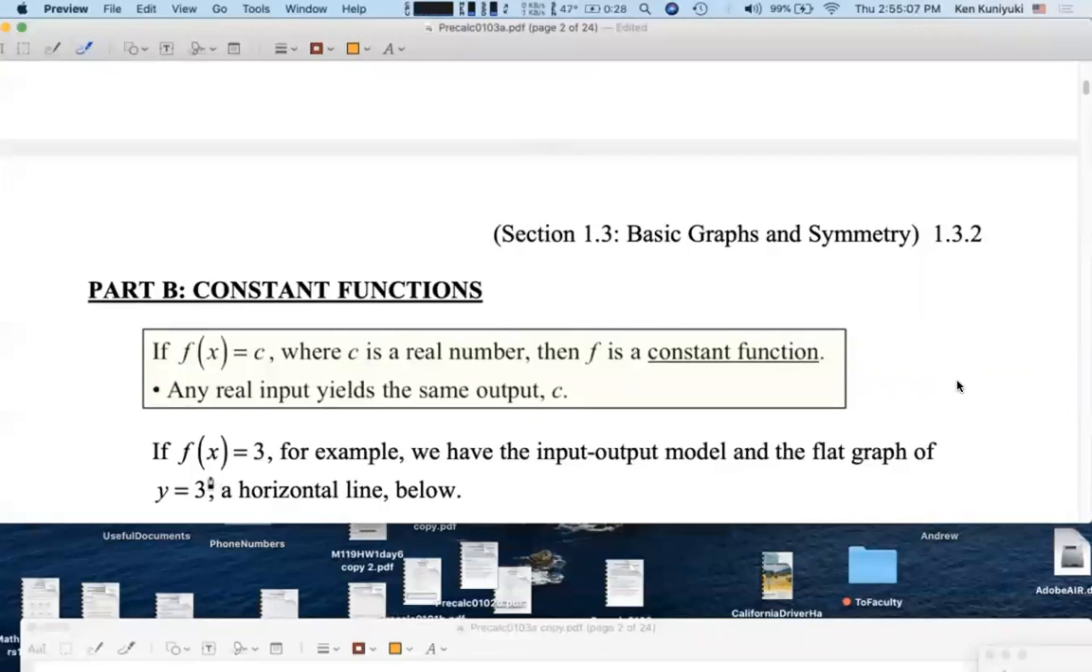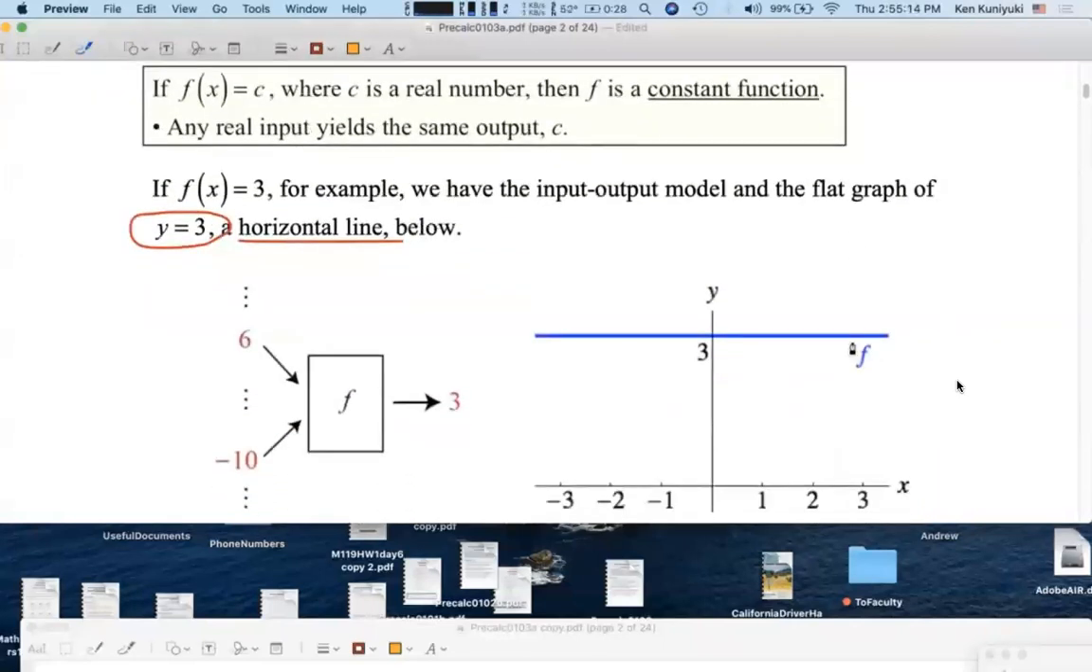Well, how would you graph the line y equals 3? It's going to be a horizontal line. Here's a graph of y equals 3. This graph represents the function 3. Notice it passes the vertical line test. This is a function.